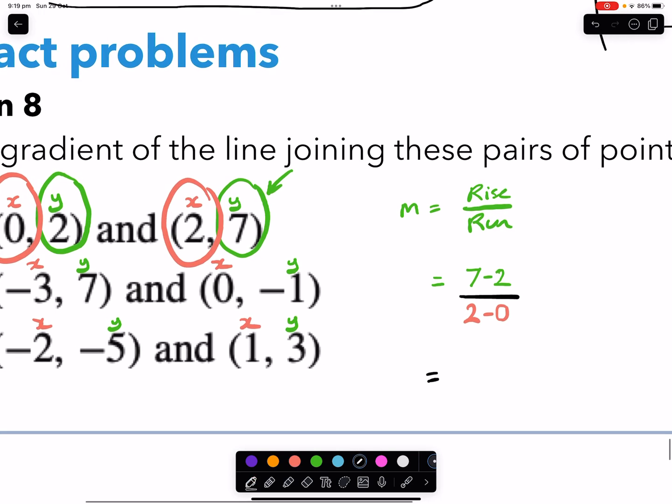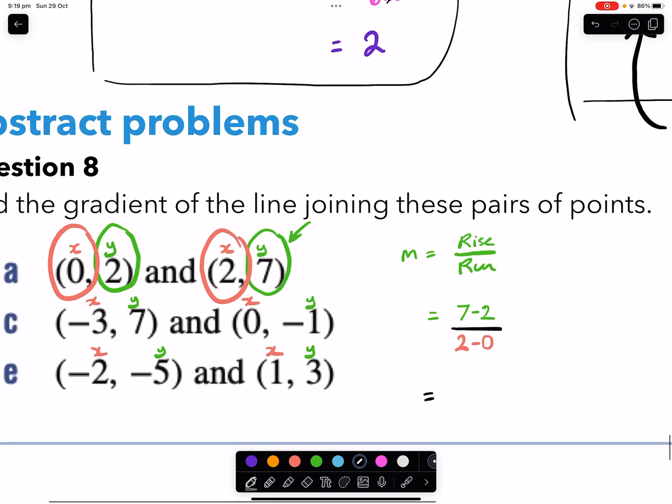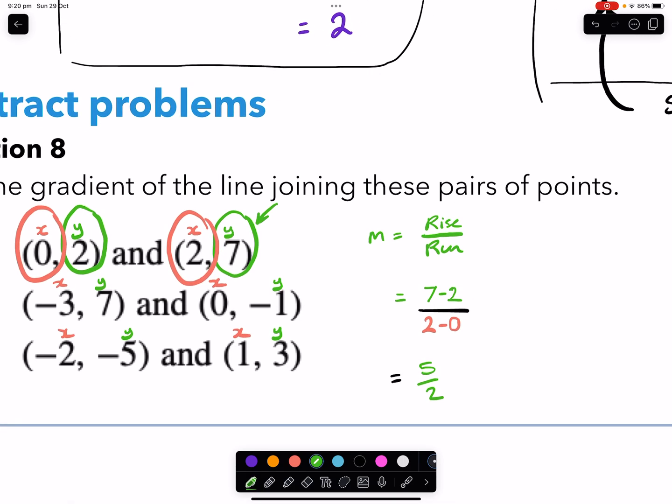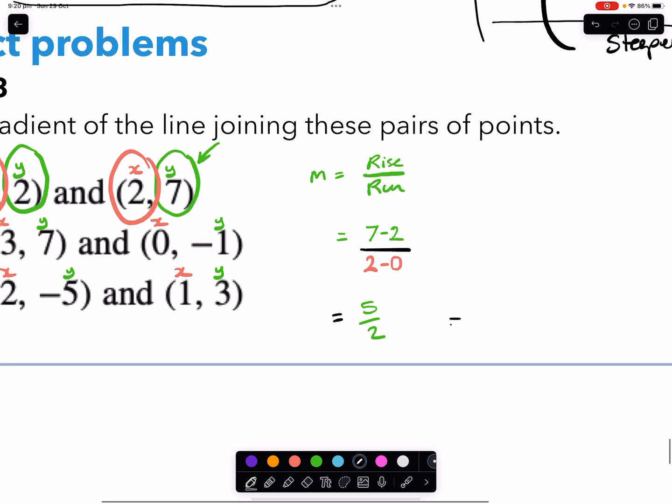It's just letting you know this is one way you could write it out, and sometimes this is going to be handy. I find it's handy when the numbers are strange, like really big numbers. 7 take 2 is 5, 5 over 2. We could leave it as 5 over 2, or I could divide that cleanly in decimals, so it'll be 2.5.